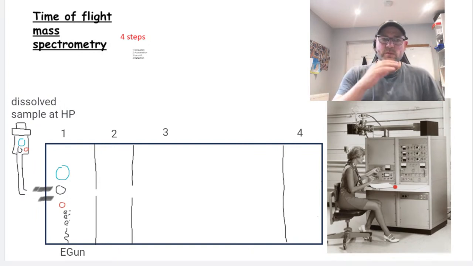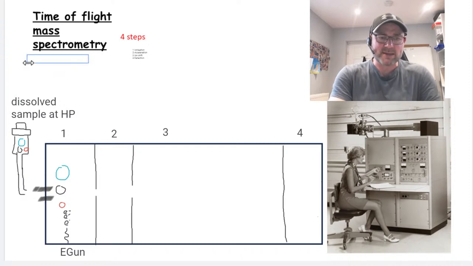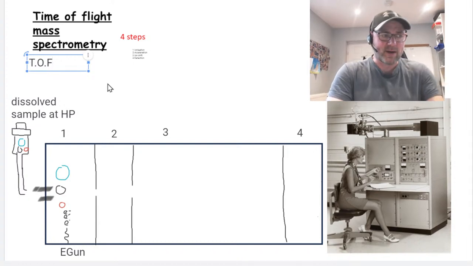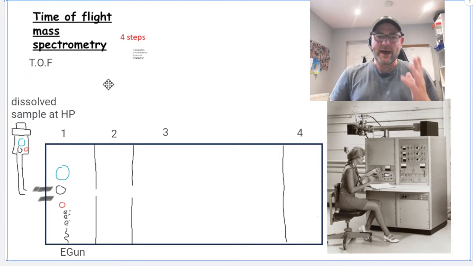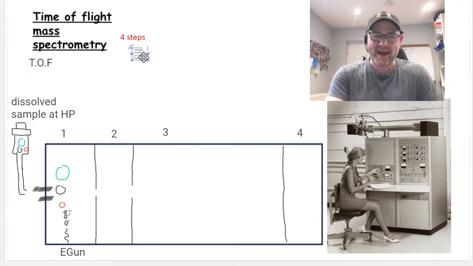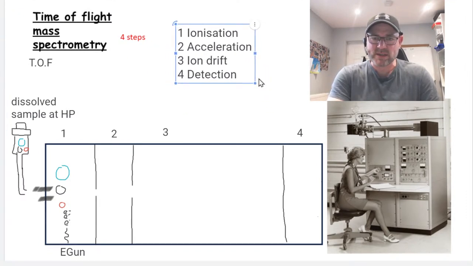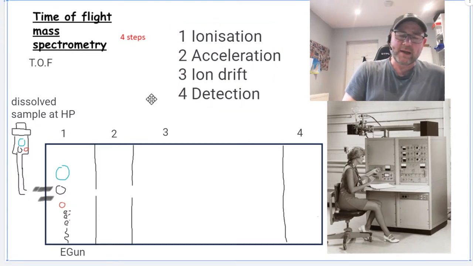Now, the one you have to know for AQA chemistry is called time of flight mass spectrometry, and sometimes it is just known as TOF, time of flight spectrometry. What we're going to look at happens in four steps, and you have to know this. This is a bit of A-level content that gets quite difficult with some of the questions, which I'm going to show you in a little bit.